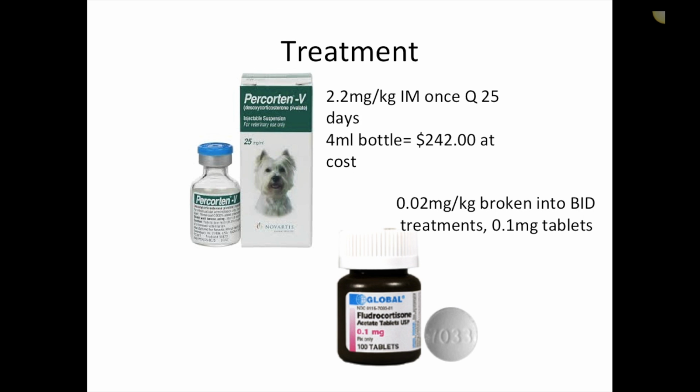So the options that are available, like I mentioned, number 1 is injectable. This is Percorten, and it is 2.2 milligrams per kilogram once every 25 days. Leia, we ended up giving her every 28 days, and that seemed to work okay. I think her dose was like 3.8 mils, so essentially she was 1 bottle per month. The bottle was $242 at cost about 4 years ago, so that's gone up significantly now. It's about $270 Canadian at cost, which is really challenging for most owners if they have a large breed dog.